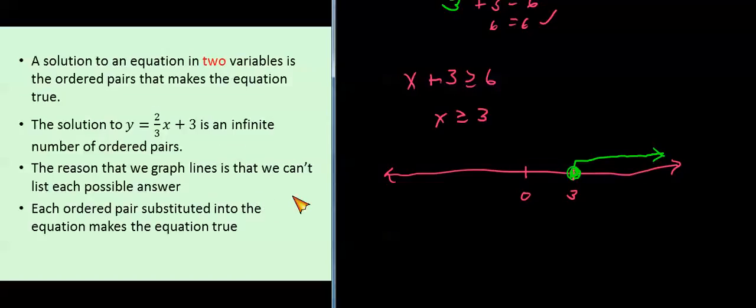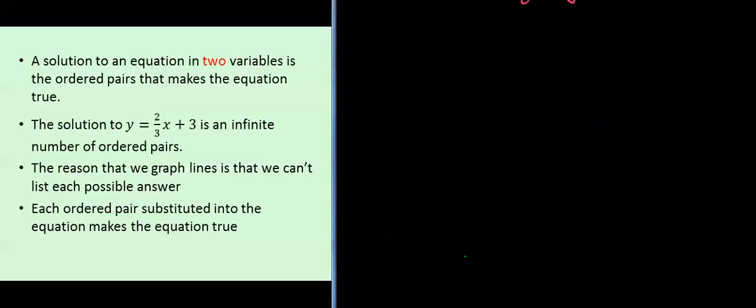A solution to an equation in two variables, now we're talking two variables, is the ordered pairs that make the equation true. All right, the solution to y equals 2/3 x plus 3 is an infinite number of ordered pairs. In fact, it's a line. If you look at this line, every single one of the points on this line is a solution. So we could pick any one. Let's pick this one right here.